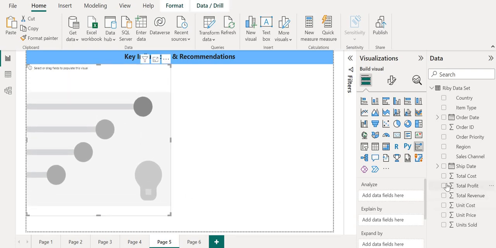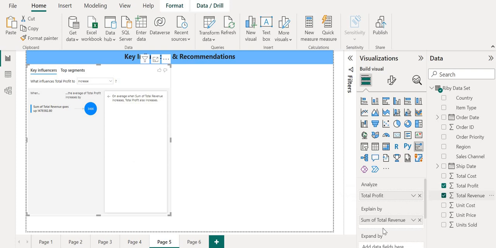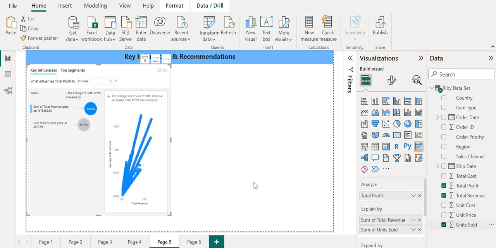Okay, so I'm going to put in my total profit there. But it won't show me anything, because it needs me to put in other columns I want the total profit to be explained by. So I want it to be explained first by total revenue. So I'm just going to put in total revenue, and total revenue will sit in the explained by field. And then I'm putting in my units sold as well. That's just what I want to see. And so you can see the chart changing.